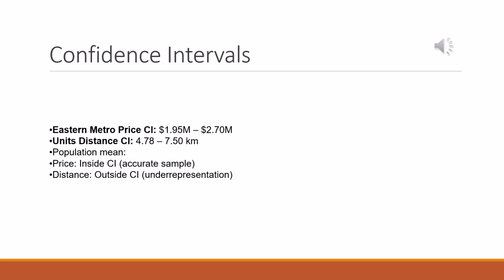However, for units, the confidence interval for distance from the CBD was between 4.78 and 7.5 kilometers. However, the true population mean, when we again calculated it using the pivot tables, came to around 7.89 kilometers, which technically falls outside the interval. This suggests that our sample may have slightly underrepresented units that are further away from the city center.